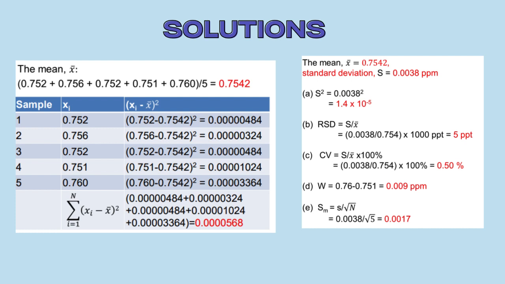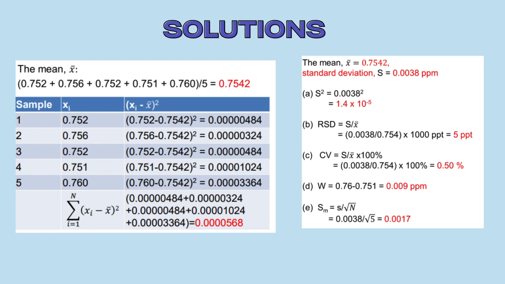Then we continue to calculate the coefficient of variance, which is the CV. CV is s divided by the mean times 100%. So our s is 0.0038 and our mean is 0.7542, and then we times by 100, and then the answer we get is 0.50%.